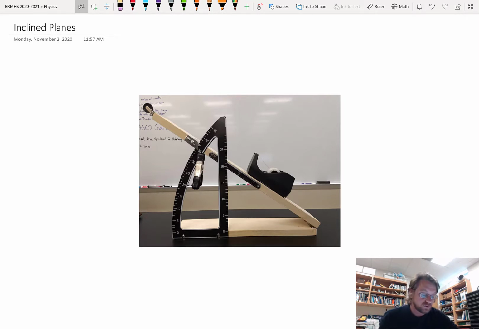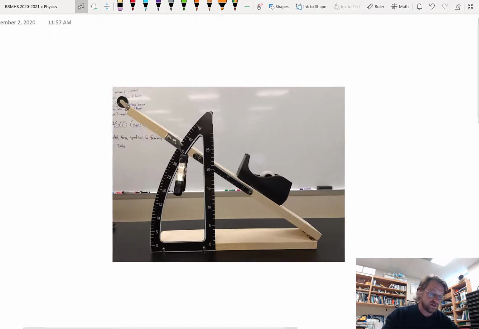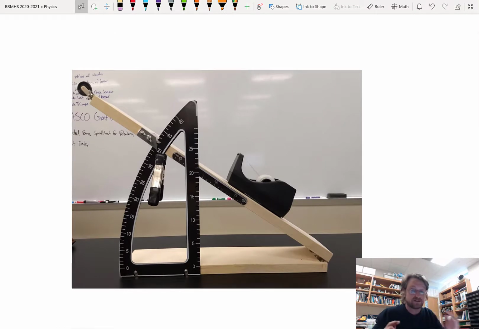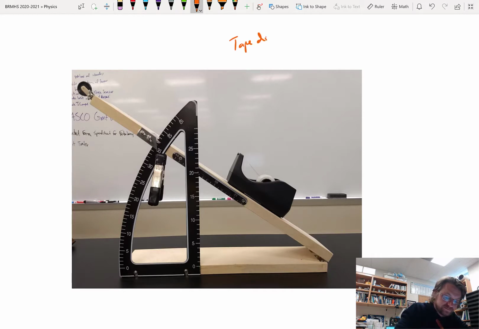So we'll start with this first picture I have here, which is very similar to what we saw at the very beginning of forces when we did our free body diagram stations that you went around to. I have an inclined plane here, and there is a tape dispenser that is just sitting at rest on our inclined plane. It's not moving, so this tape dispenser is at rest.